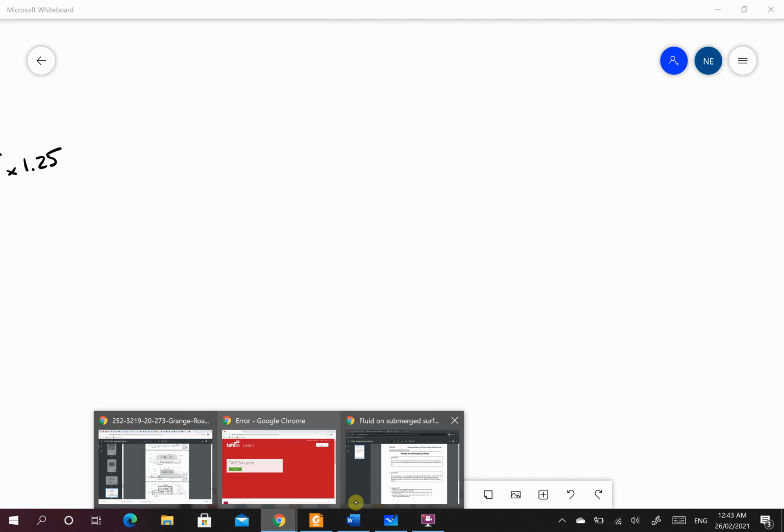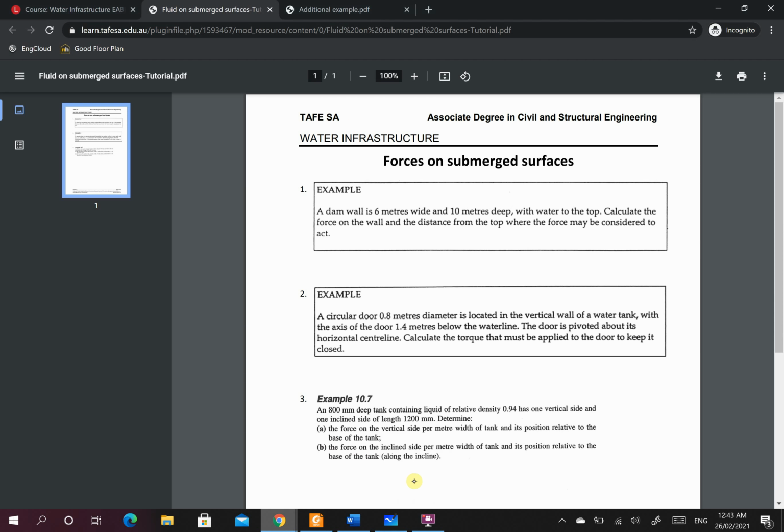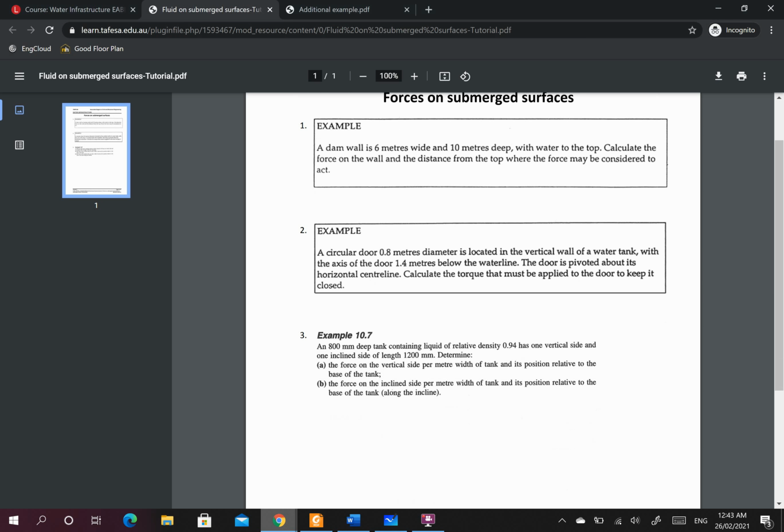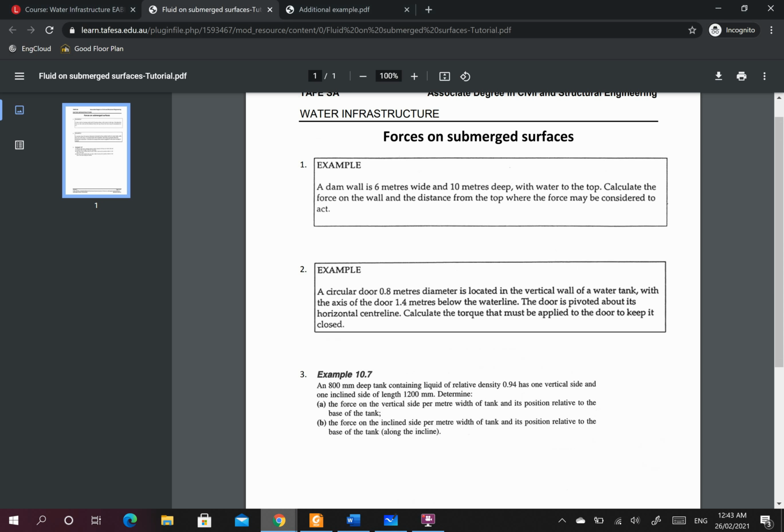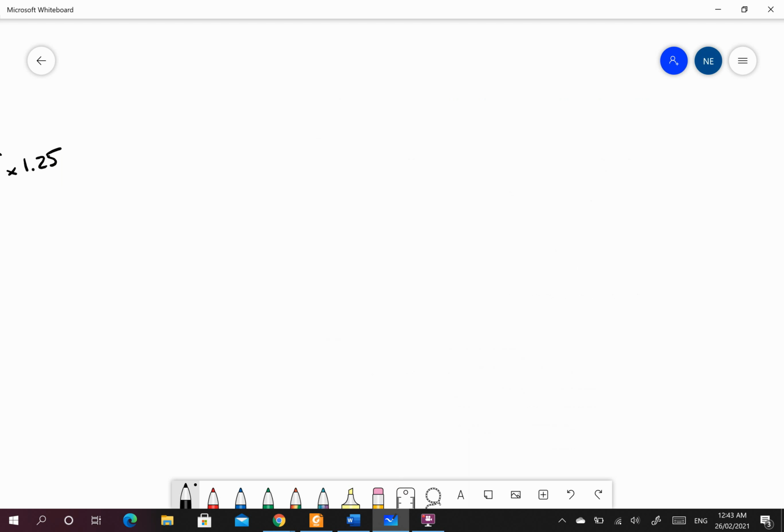Now, the next thing we need to look at is questions 1 and 2. I'm going to leave question 3 for class when we meet up on Tuesday. So let's start with question 1. What do I have here? Well, what I have to start off with is a dam wall that is 6 meters wide, 10 meters deep, and the water is at the top level here.